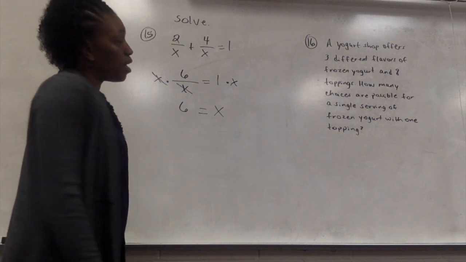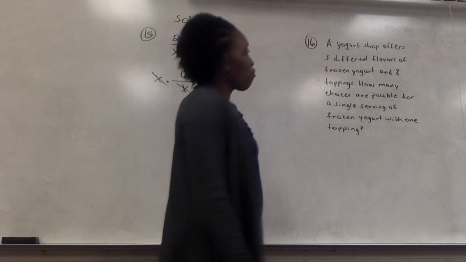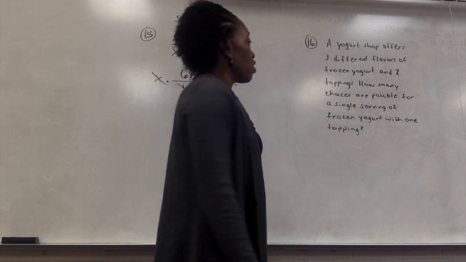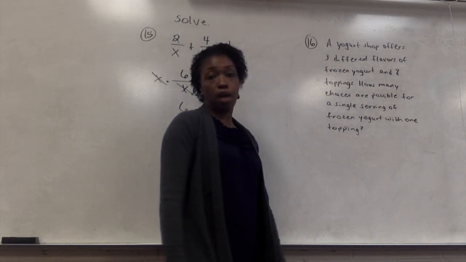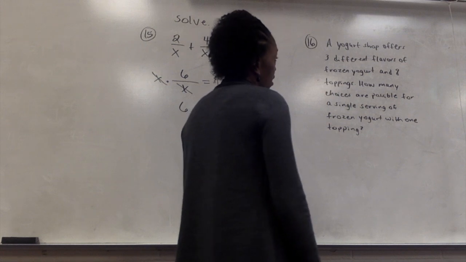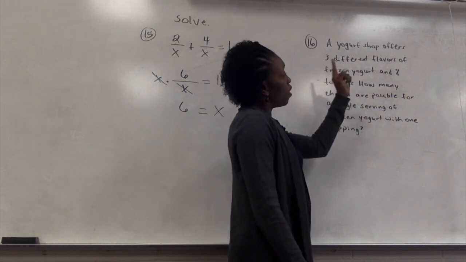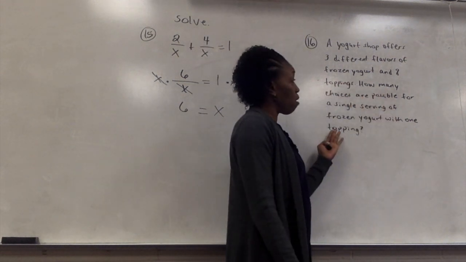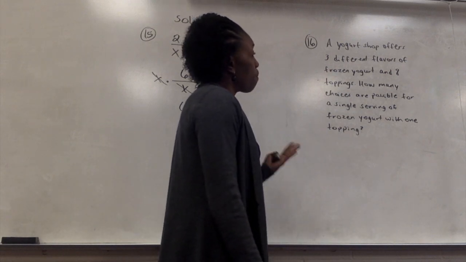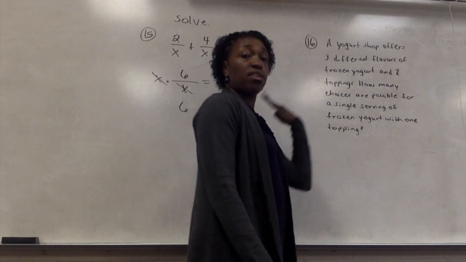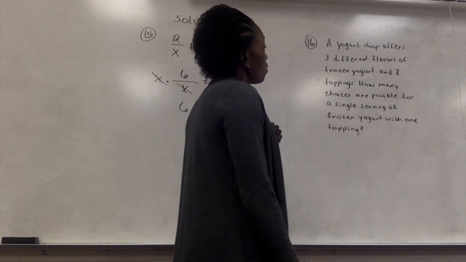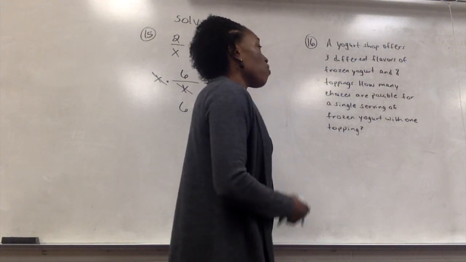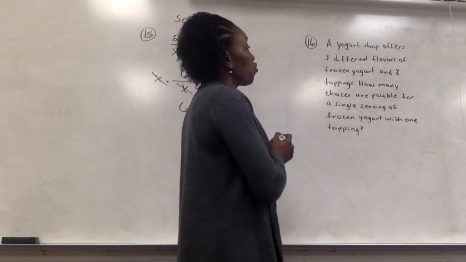All right, let's look at the next problem. A yogurt shop offers 3 different flavors of frozen yogurt and 8 toppings. How many choices are possible for a single serving of frozen yogurt with 1 topping? So we're going to say if we have 1 flavor, for example, chocolate, then I have 8 choices to choose from for my toppings. Or I may want to get strawberry, and I have another 8. Or I may want to get vanilla, and I have another 8. Even though they're all the same, you have those different choices that you can get.